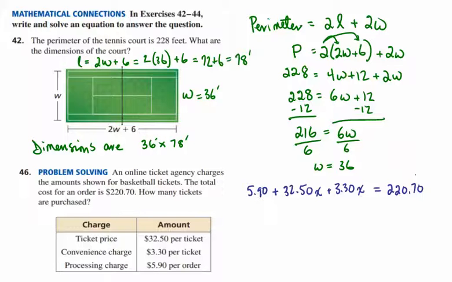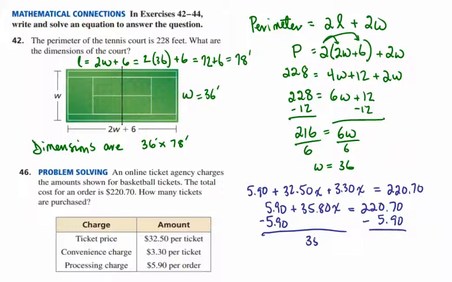We see that we can combine like terms. We'll leave the $5.90. So we can combine like terms on the left side, and we get $32.50 and $3.30, which is going to give us $35.80 per ticket, and the total then is still $220.70. So what we're going to do first is take off that one time per order processing charge of $5.90.